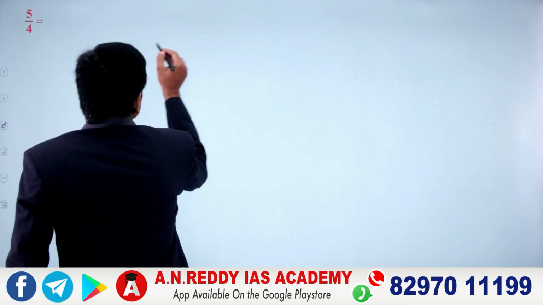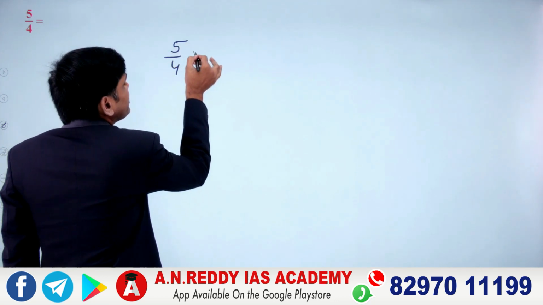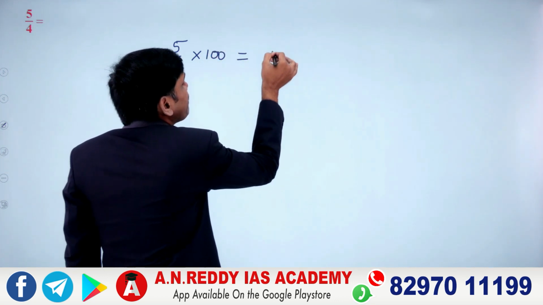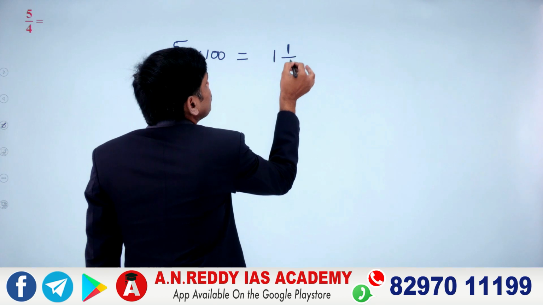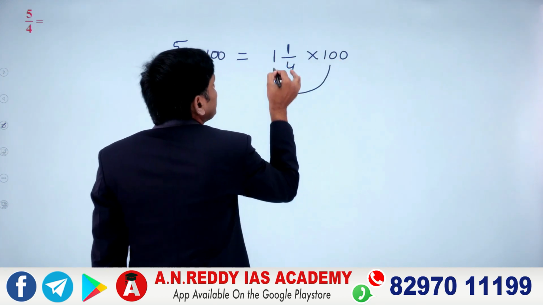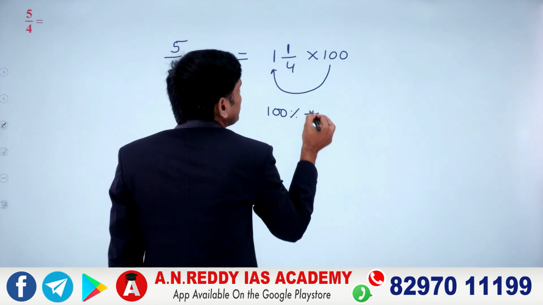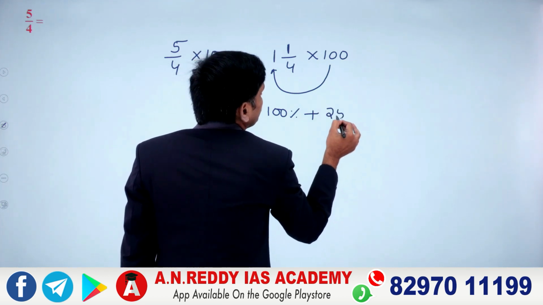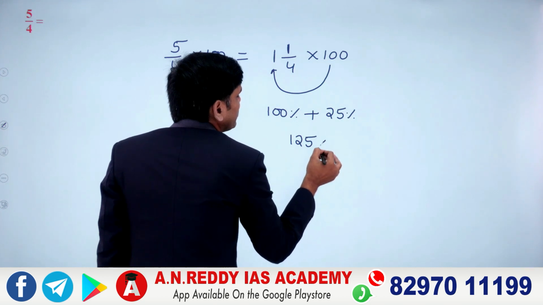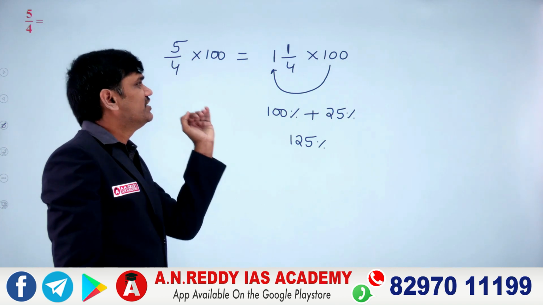So to convert this into percentage, 5 by 4 you can treat it like this: 1 plus 1 by 4, into 100. When you have something like this, you simply multiply. 1 into 100 will give you 100%, plus 1 by 4 into 100 is nothing but what? 25%. So together it is how much percent dear? 125%.